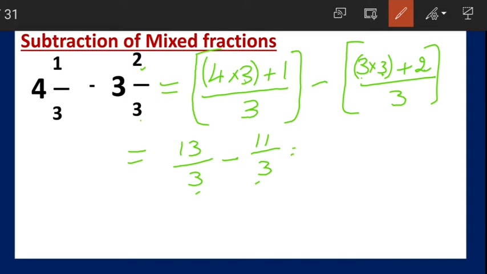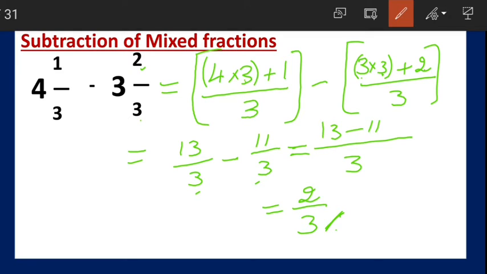3 3. Denominators are same. So we get 13 minus 11. 13 minus 11 is nothing but 2. So we get 2 by 3. Like this, we can subtract the given mixed fractions in one method.